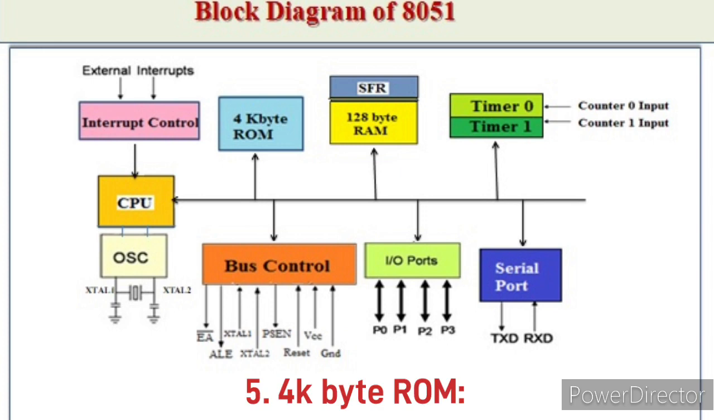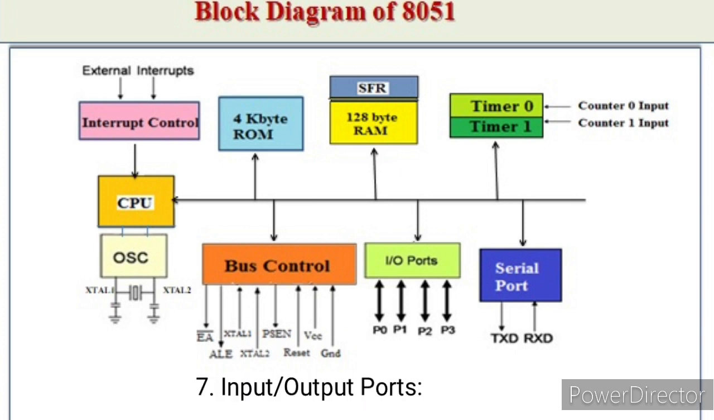4K ROM: the 8051 microcontroller architecture includes a 4 KB read-only memory, ROM, for storing the program instructions that are executed by the CPU. 128-byte RAM: the 8051 microcontroller also has a 128-byte random access memory, RAM, for storing data that is used by the program instructions during runtime.